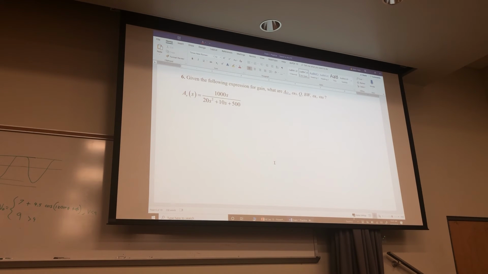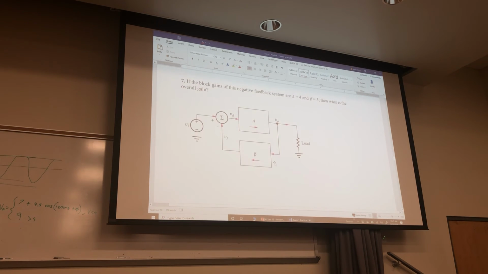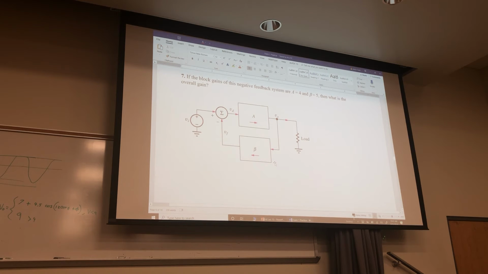I think this is the only kind of problem that you may need something like that on, but let me know if there's another. So this right here is basic feedback, right? And on this, you want to determine the overall gain, right?